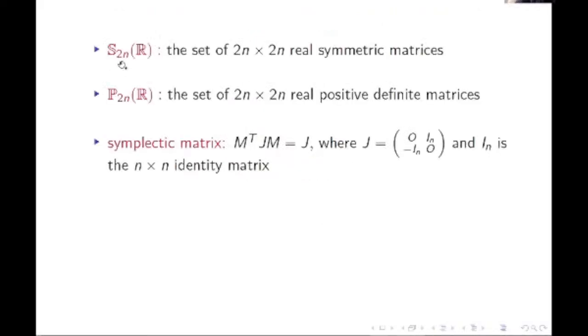By S_2n(R), we denote the set of 2n cross 2n real symmetric matrices. By P_2n(R), we denote the set of 2n cross 2n real positive definite matrices. A 2n cross 2n matrix M is said to be a symplectic matrix if M transpose JM equals J, where J is the 2n cross 2n matrix given in the block form here. Here O is the n cross n zero matrix and I_n is the n cross n identity matrix.